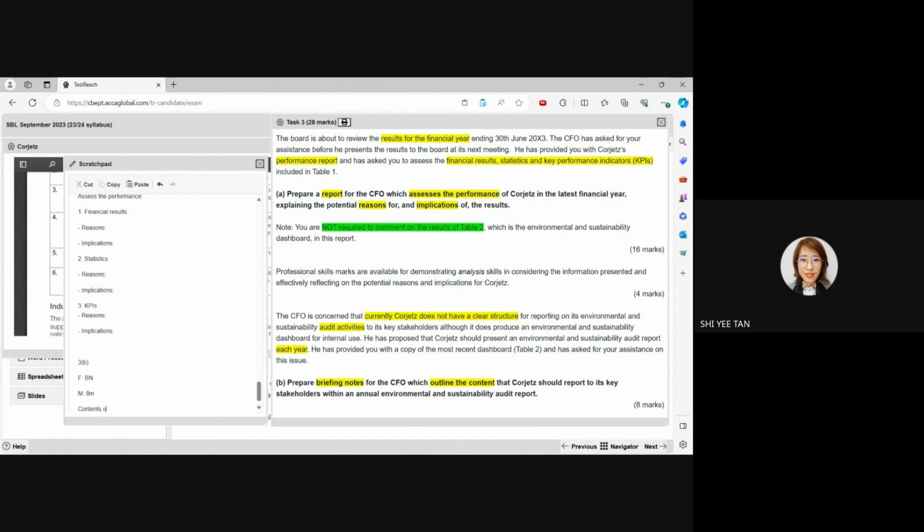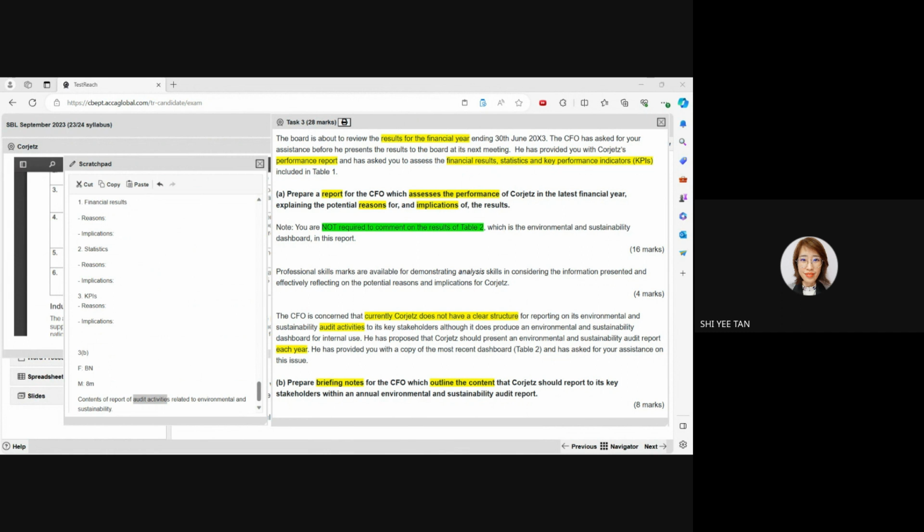Contents of reports of audit activities related to environmental and sustainability. I need to be very careful when I write this, because if I write this part wrongly, then my answer will be totally wrong. See how I write: content of reports of audit activity. It means now I have done my audit, and I want to report the outcome of the audit.